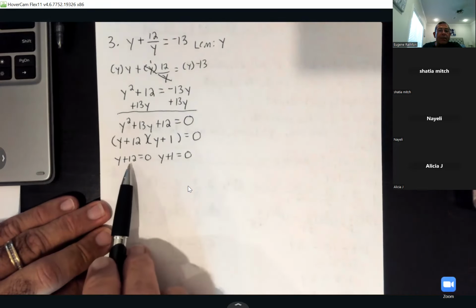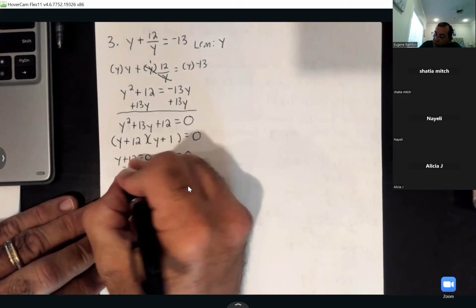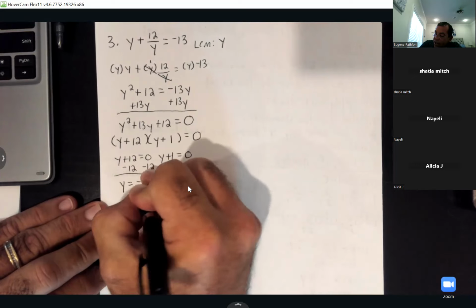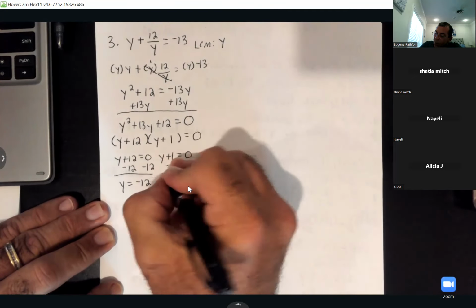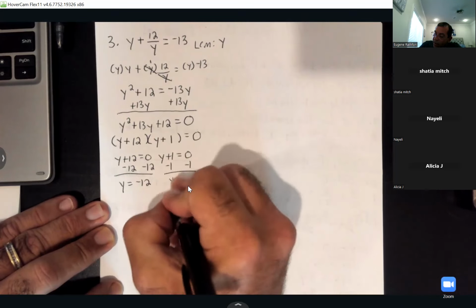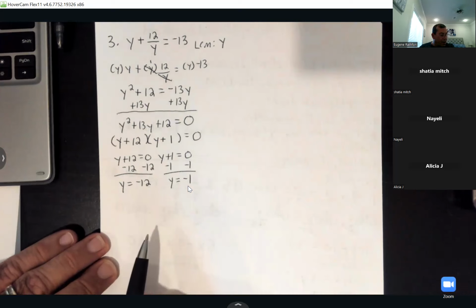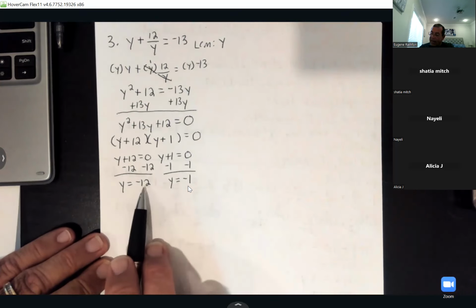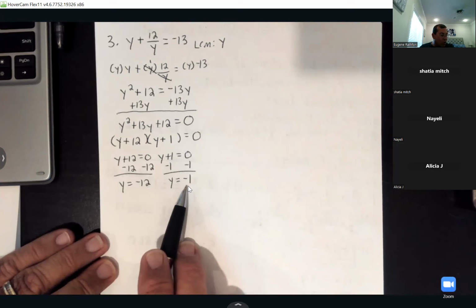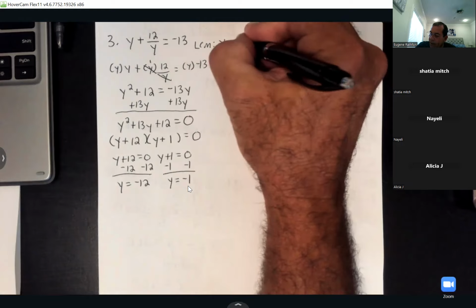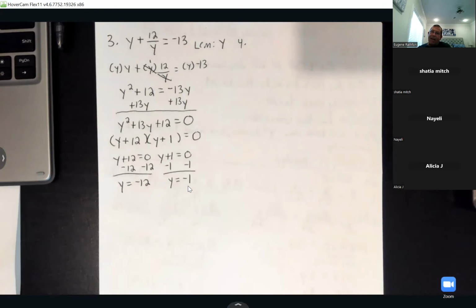In solving both of these, I'm going to add minus 12 on the first one. So I get y as a negative 12. On the second one, I'll subtract 1 and get y as a negative 1. So for this one, I got 2 answers. I got negative 12, comma, negative 1. Now, there ain't many of these where you had to factor them, but definitely number 3 is one of them, okay?